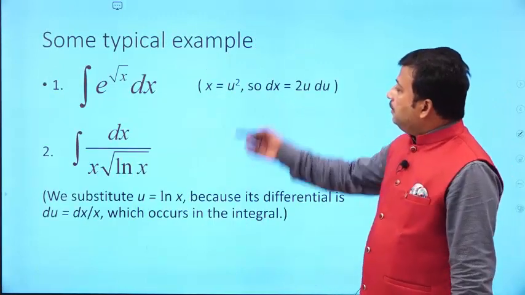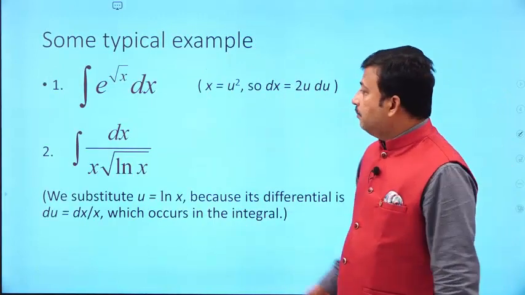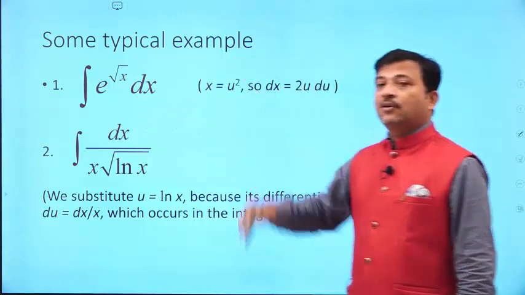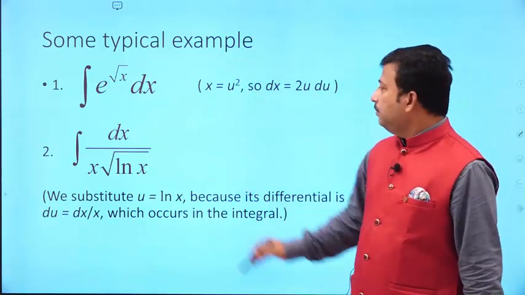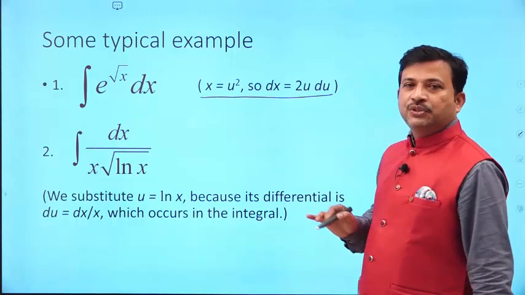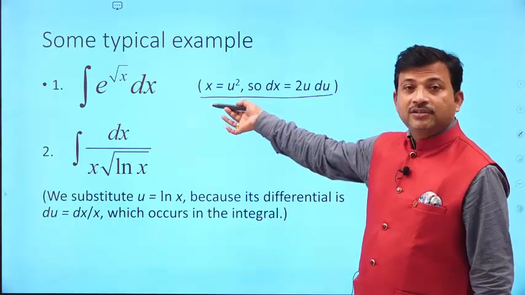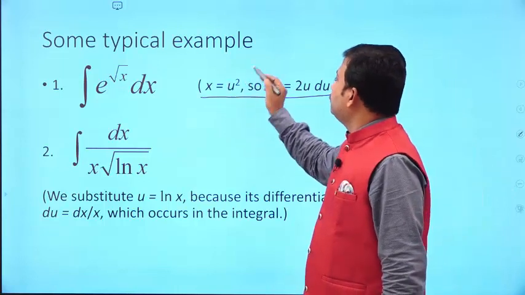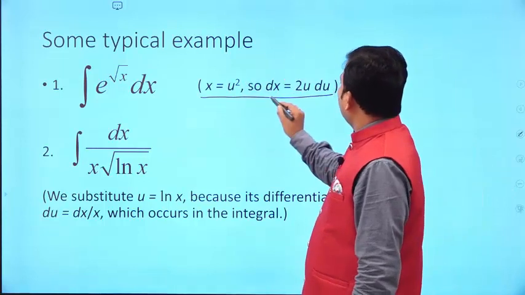Right. See here, I have given another example. Integration of e to the power root x dx. Here what will we do? Put x equal to u square. So dx equals 2u du. Directly you cannot integrate it. So what should you do? x equals u square, so dx equals 2u du. Put that in.